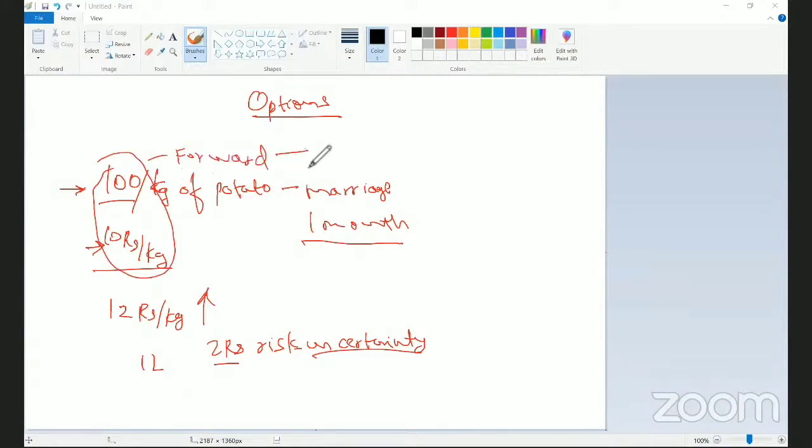Forward contract means that we are entering into a contract. What is a contract? In simple language, on a piece of paper, you are writing down the conditions. In a forward contract, you are entering that the total value of this transaction is worth 1,000 rupees. Okay, that's the contract value. This is known as the contract value.